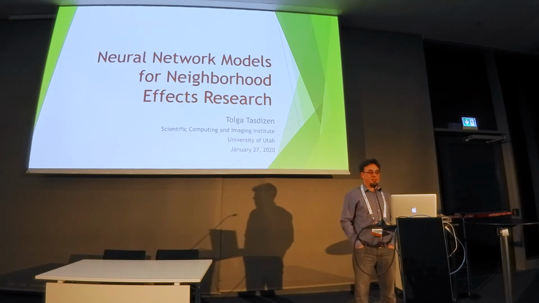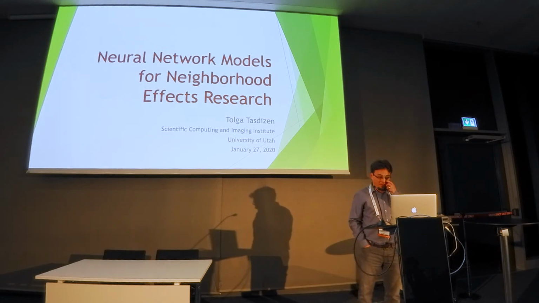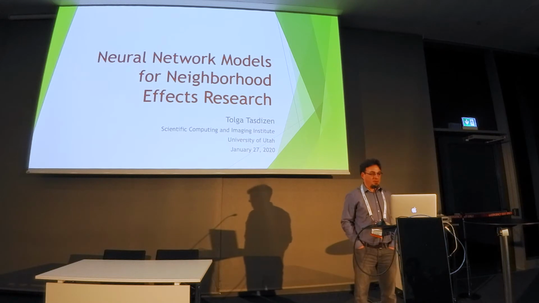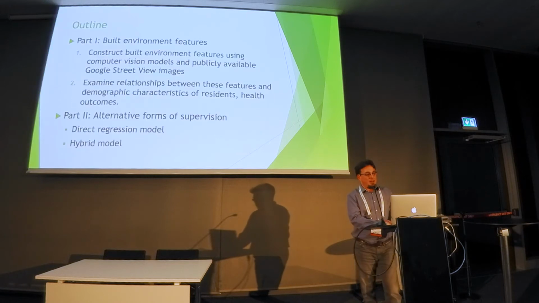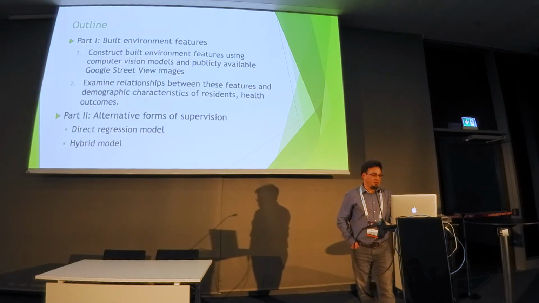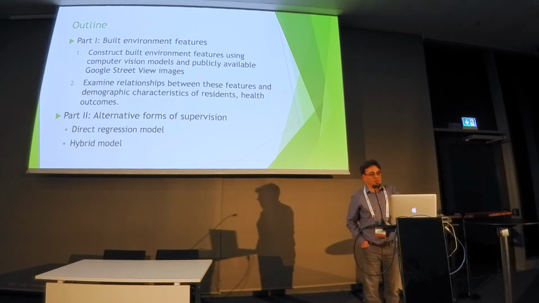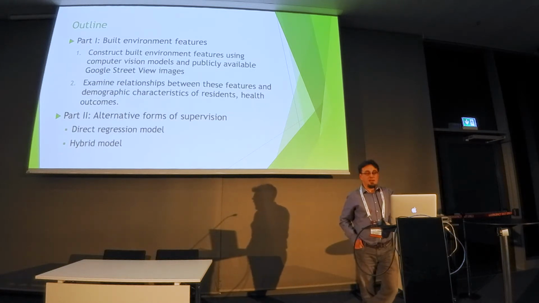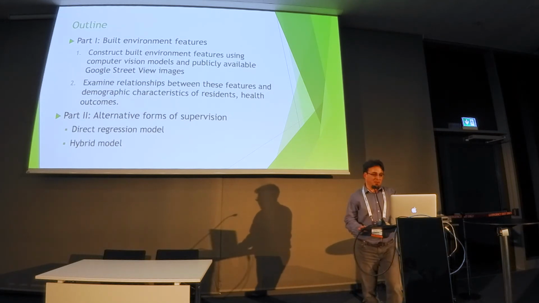So I'm from the Scientific Computing and Imaging Institute at the University of Utah, and I'll be talking about our collaborative work on neural network models for neighborhood effects research. In the first part of my talk, I'll go over how we construct built environment features using Google Street View images, and then examine the relationships between these features and demographic characteristics of residents and health outcomes. And in the second part, I'm going to talk about some models we built for alternative forms of supervision, trying to alleviate the burden of image labeling.